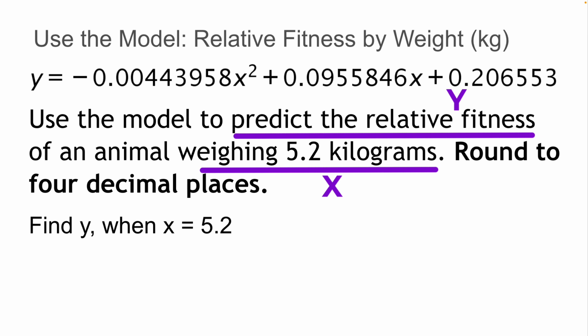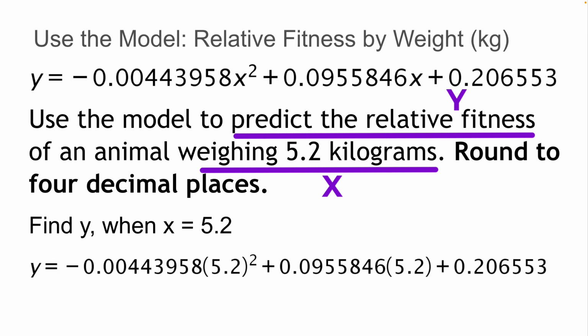So if I wanted to do that, I would just plug 5.2 in for X. So Y would equal negative 0.00443958 times the quantity 5.2 squared plus 0.0955846 times 5.2 plus 0.206553. Okay, that's a mouthful. All we need to do is to use our calculator to evaluate this. But let me show you how you can use Desmos to do a lot of the heavy lifting for you.